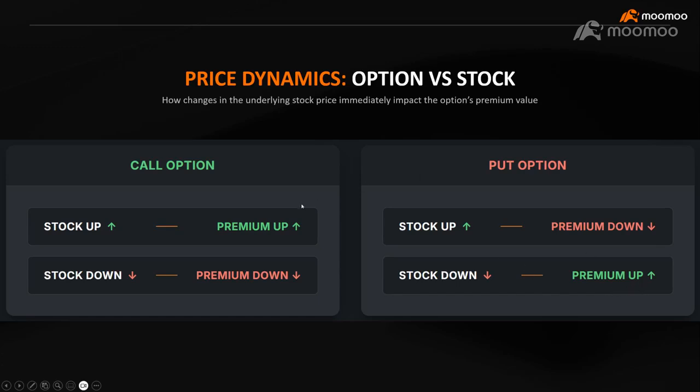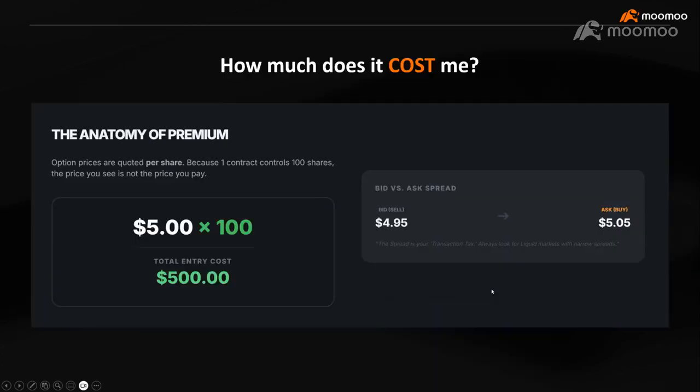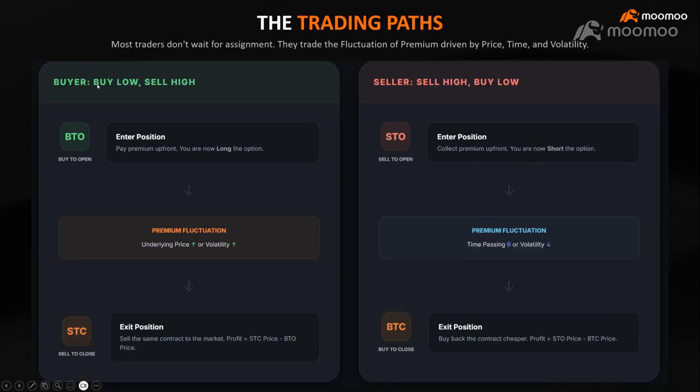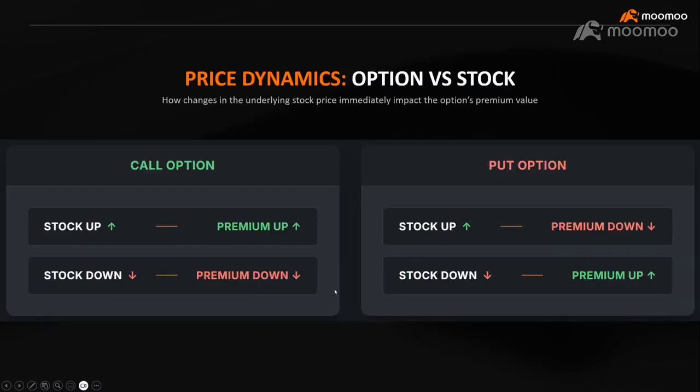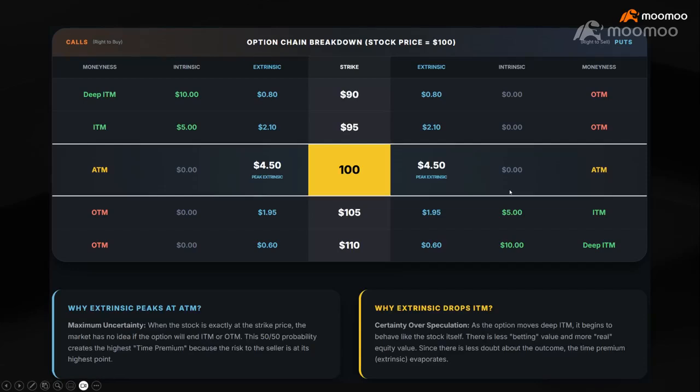Remember this. What I want to cover is that if you are a buyer, buy low, sell high. If you are a seller, sell high, buy low. And you are now focusing on the direction the premium changes, and how it changes depends on which option you are trading. So this is one of the extra things I gave you guys.